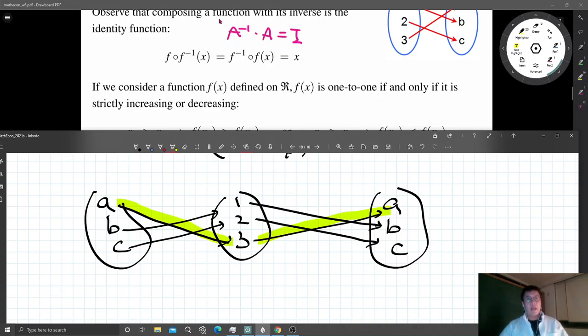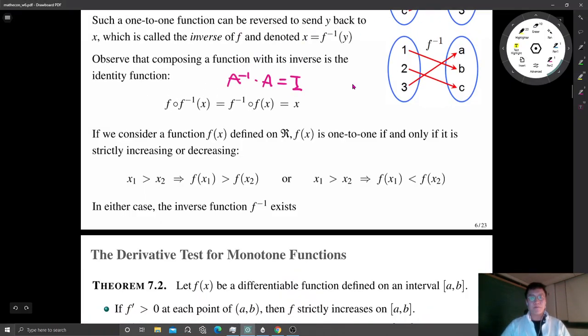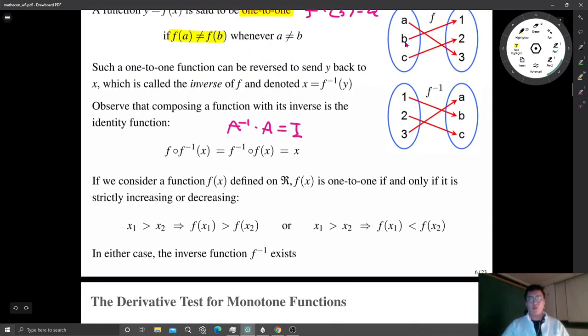The inverse function is only defined for such one-to-one functions. If the function is not one-to-one, we cannot define the inverse function. Now going back to the xy coordinate system, if we consider a function f of x defined on the real numbers, so x is now any real number, the function is going to be one-to-one if and only if it is strictly increasing or decreasing.